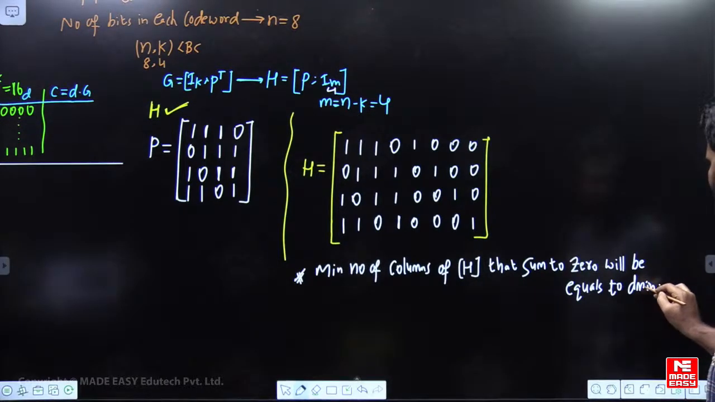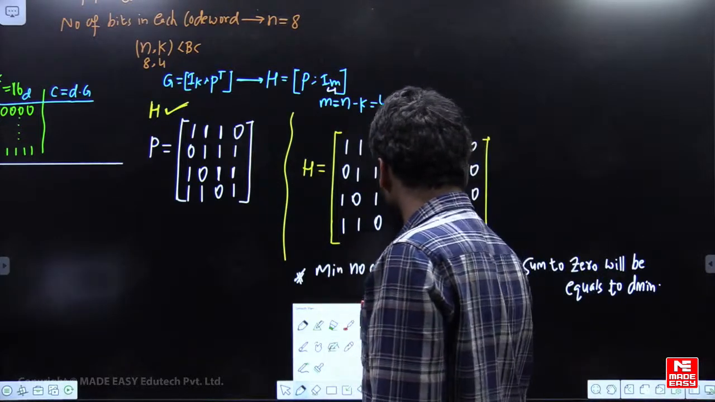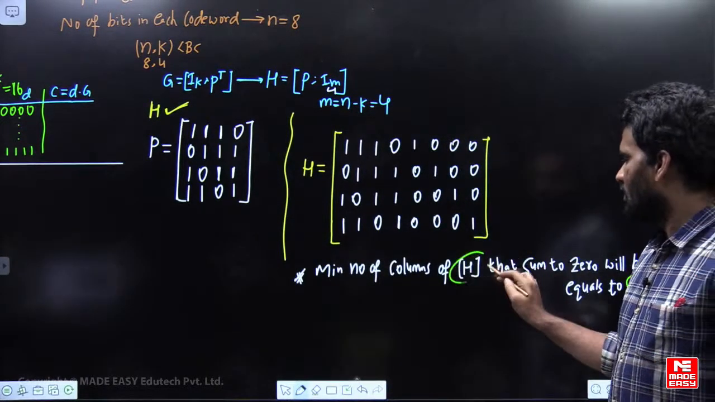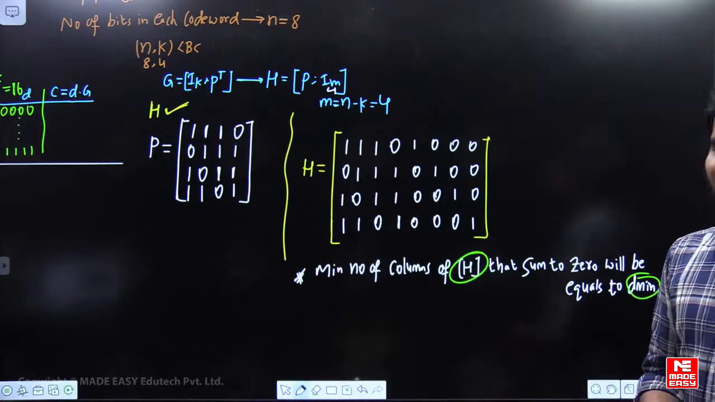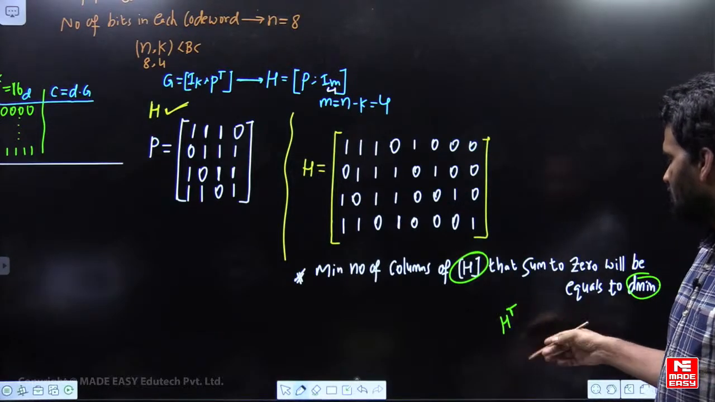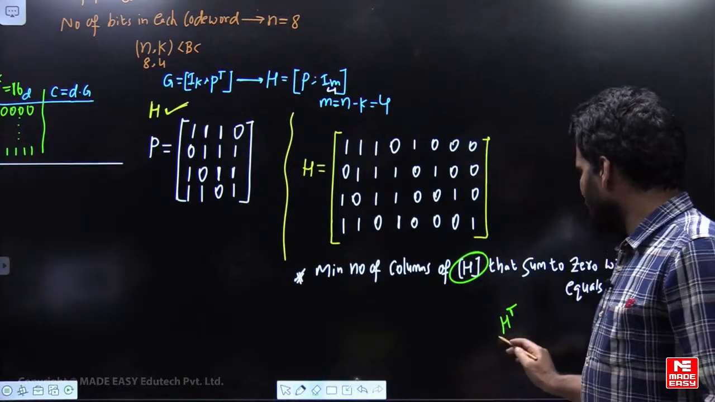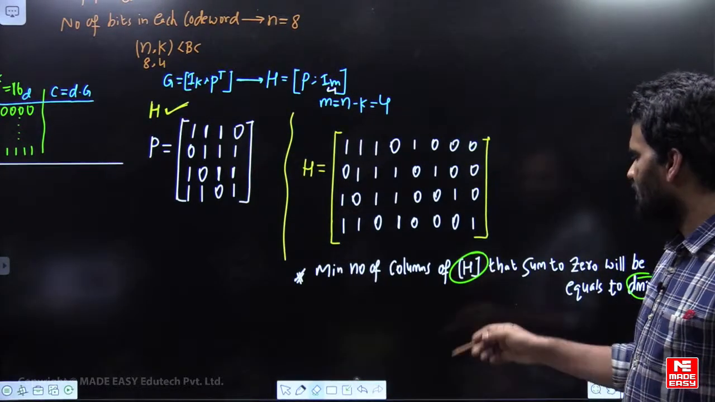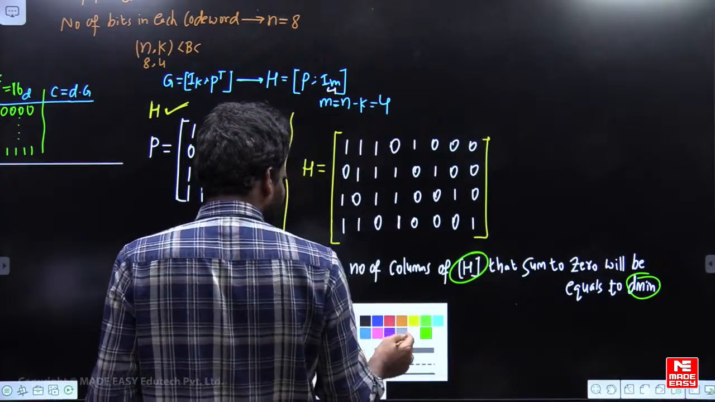How to find it from the H transpose matrix? From the H transpose matrix also we can find D min. How? That is the minimum number of rows of H transpose that sum to 0 will be equal to D min. To find it from H, the shortcut is the minimum number of columns of the H matrix that sum to 0 will be equal to D min.